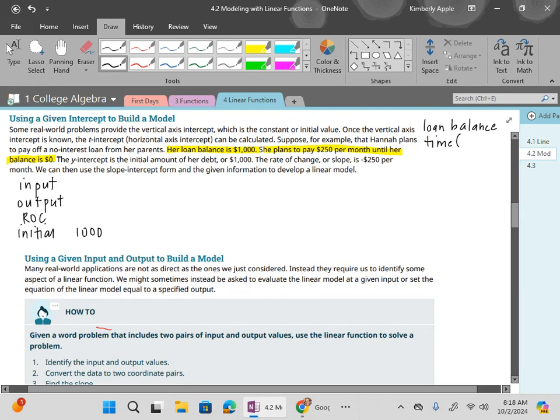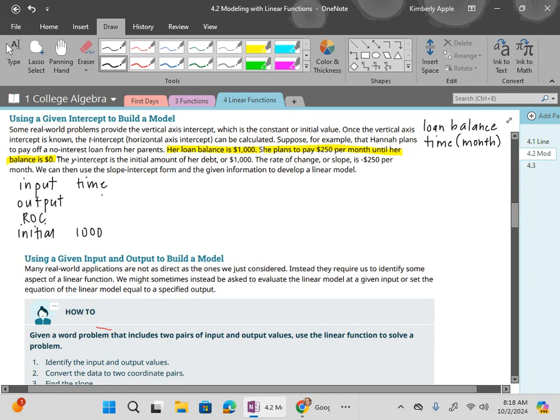Time is going to be expressed in what unit? Months, because it says that, right? Per month. Okay, so one of these is going to be the input and one of them is going to be the output. Well, the loan balance depends on the time that's elapsed. So the input is time.